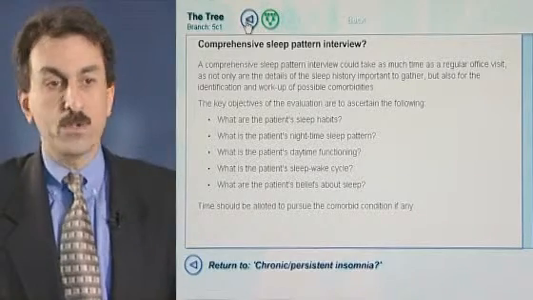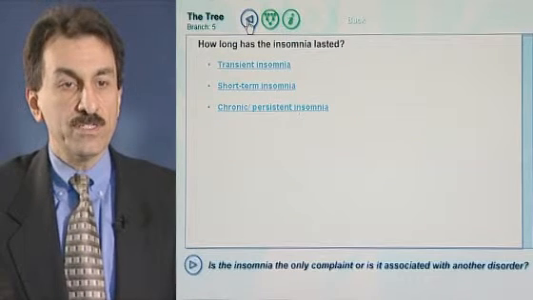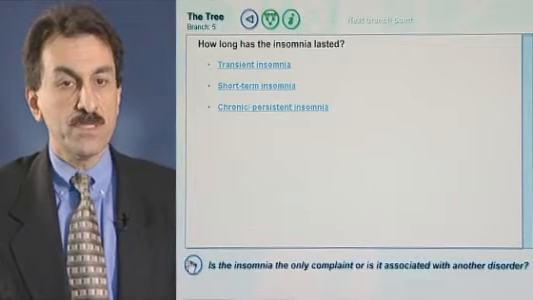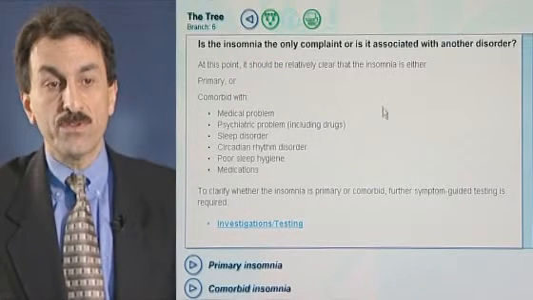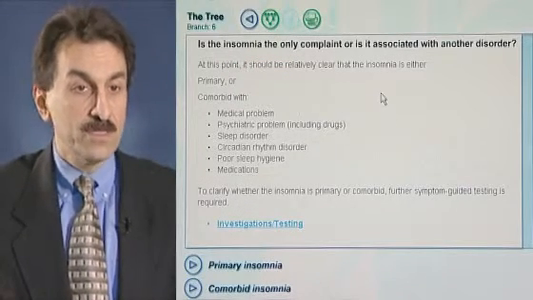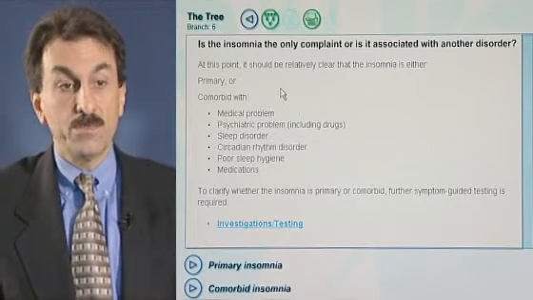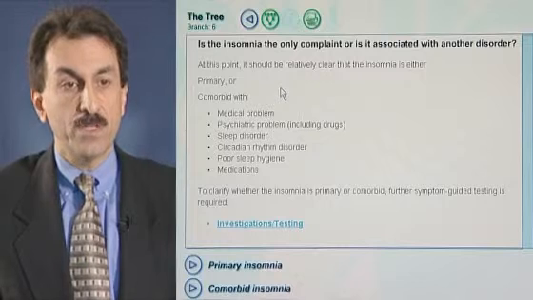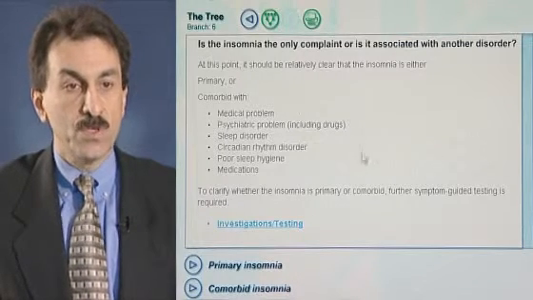Now, the next critical question in diagnosing patients with insomnia is to ask the question, is it the only complaint or is it associated with another disorder? This is asking really the question whether the insomnia is primary insomnia or whether it is comorbid insomnia. Let's keep in mind that the majority of patients coming in with insomnia will have comorbid insomnia, that is, insomnia associated with some other disease state or medical entity.